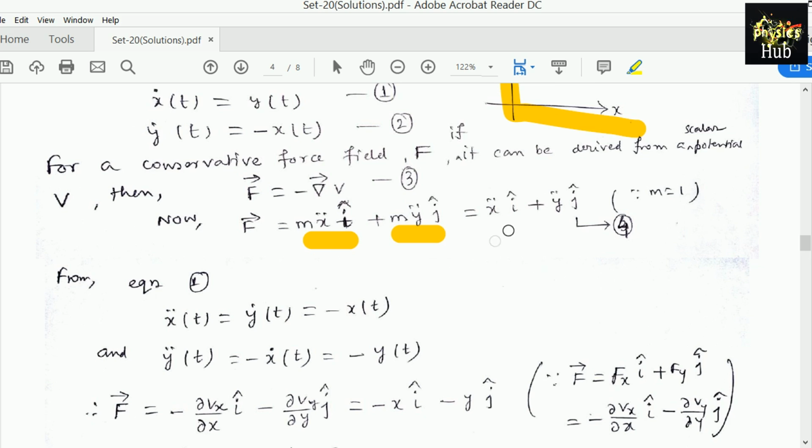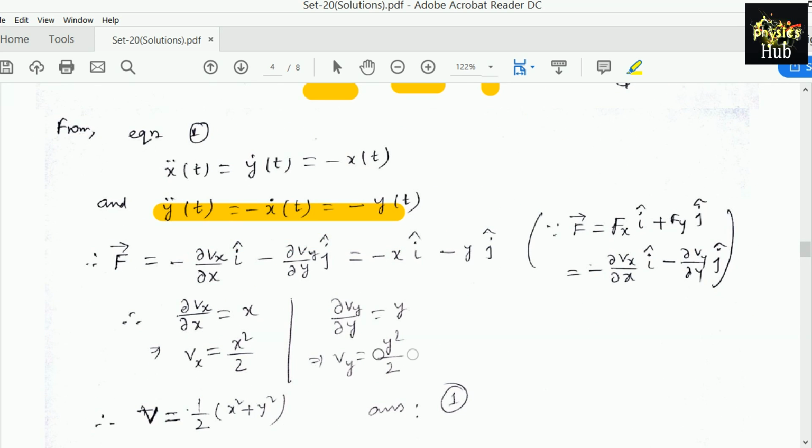Okay, now how to find out x double dot and y double dot? X dot is given, so x double dot means y dot t, and y dot t equals minus xt, so x double dot equals minus xt. Similarly, y double dot t equals minus yt. Now F equals minus grad V, so minus del V by del x i cap minus del V by del y j cap equals minus x i cap minus y j cap.